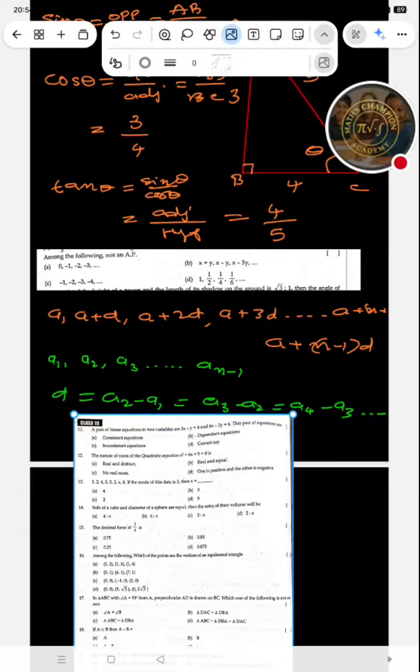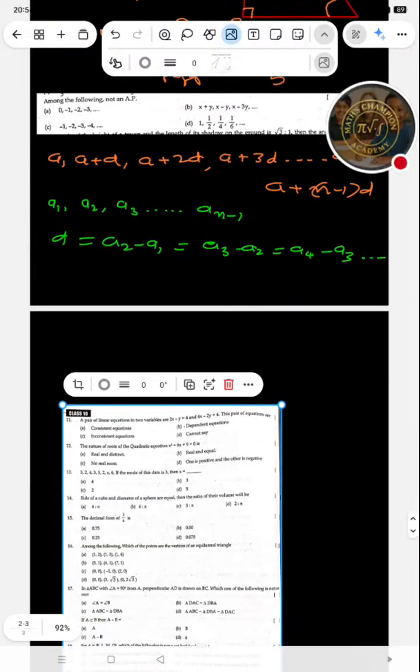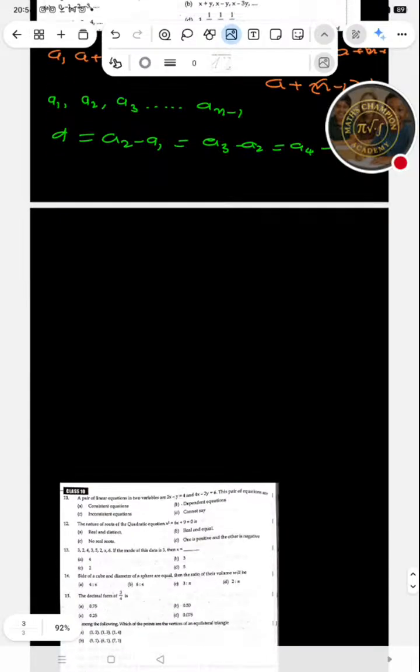Do the difference for the first option. What are we getting?